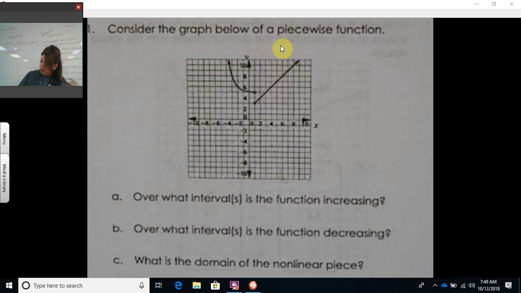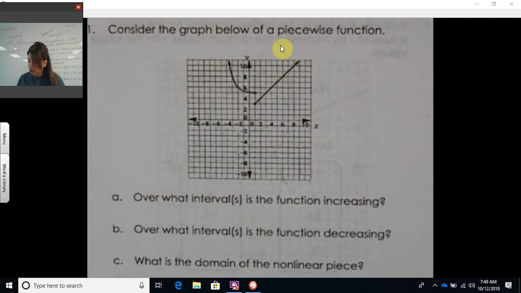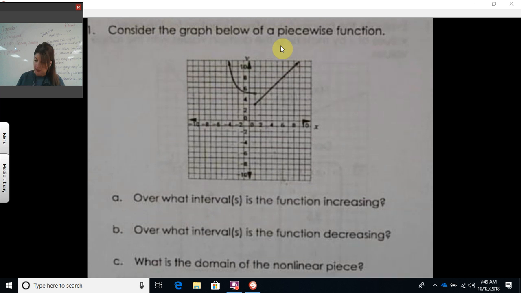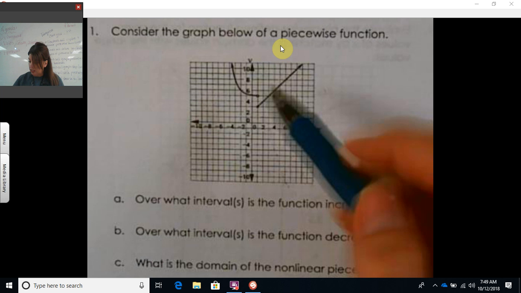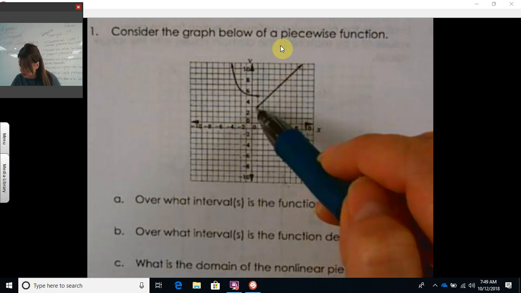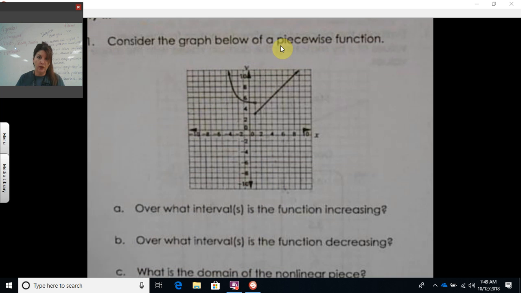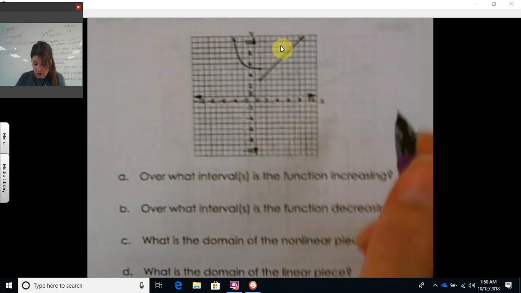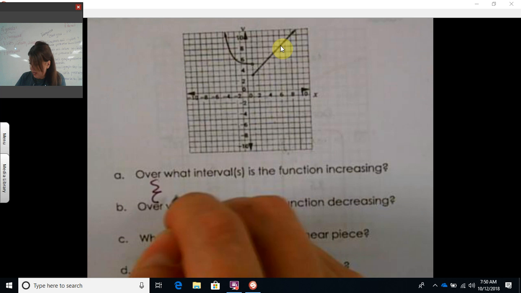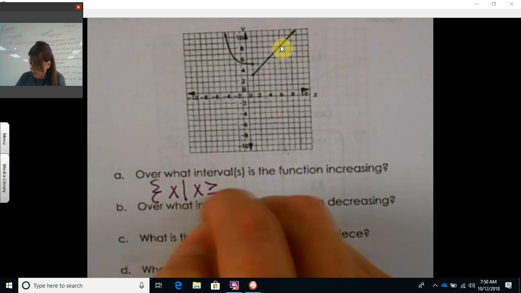Over what interval is the function increasing? First of all, is it the curved piece or the linear piece? The linear piece, right? So in interval notation, what would that be? From where to where is it increasing? x is greater than or equal to what? 1. So that would be set notation. We'd say x such that x is greater than or equal to 1.